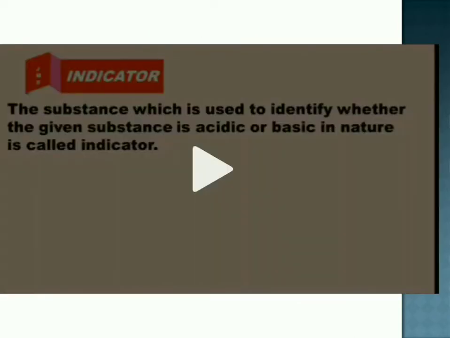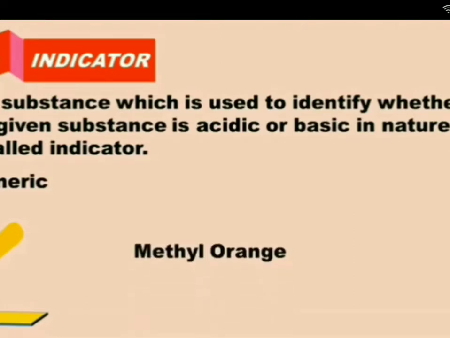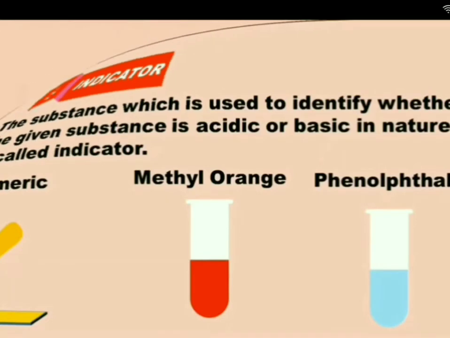chemically. Now just a small video about indicators. Indicators are the substances used to identify whether the given solution is acidic or basic in nature. This is called an indicator. The first indicator is turmeric. Next is methyl orange, an artificial indicator. Phenolphthalein is an artificial indicator. Now what happens?